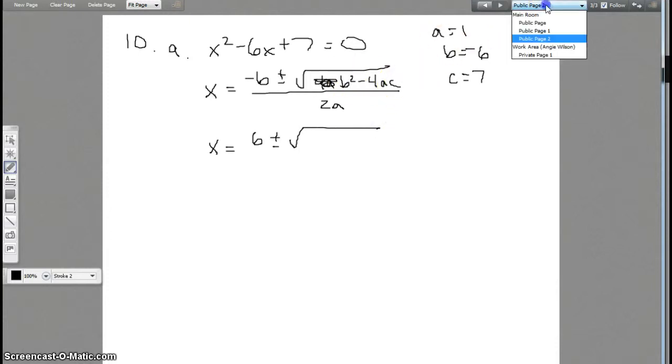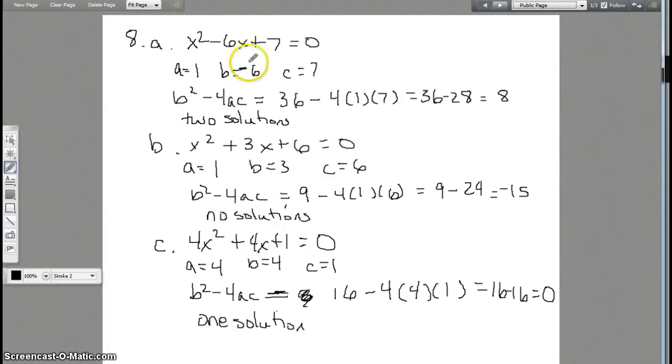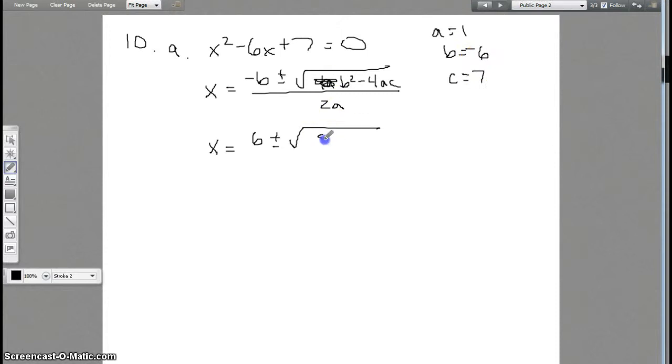We don't have to calculate that again because we've already calculated it. B squared minus 4ac for part A was 8. So we can just put that value in there and say that this is the square root of 8. All over 2a, our a is 1, so 2a is 2. Now the square root of 8 can be simplified. So I'm going to say x equals 6 plus or minus 2 root 2, all over 2. When we simplify this, we get 3 plus or minus the square root of 2.